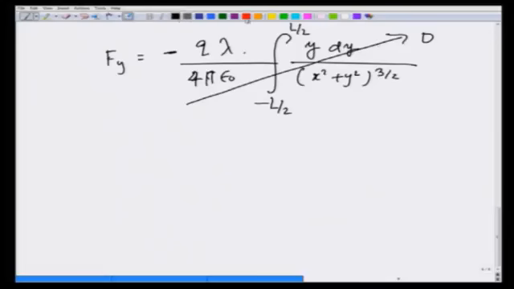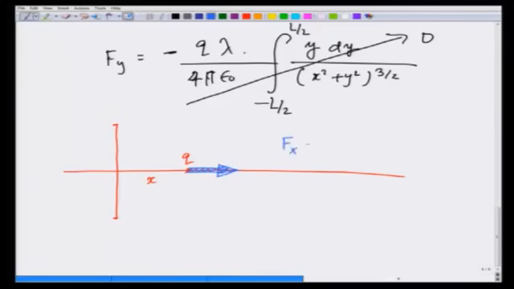So, on the line passing through the middle of a line charge at a distance x from it, the force on charge q is in direction x only, and its value is f x equals q lambda over 2 pi epsilon 0 x, L over square root of L square plus 4 x square.